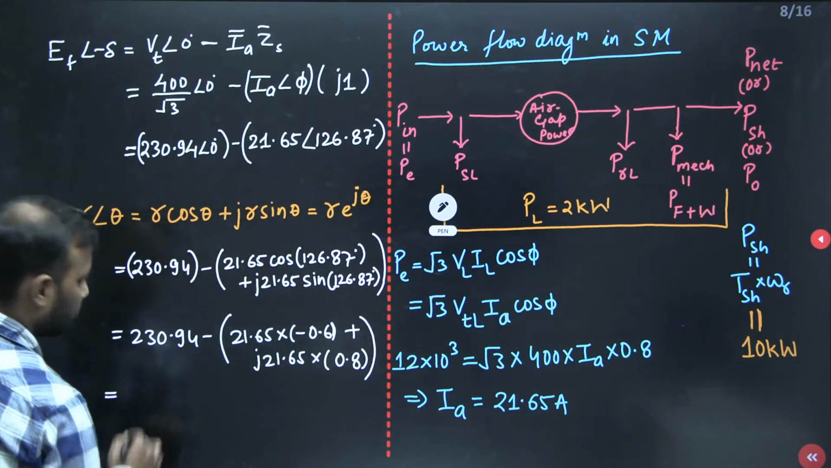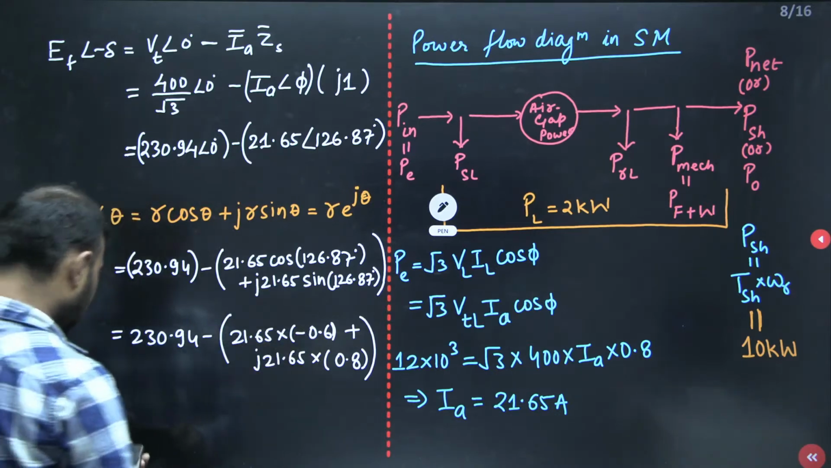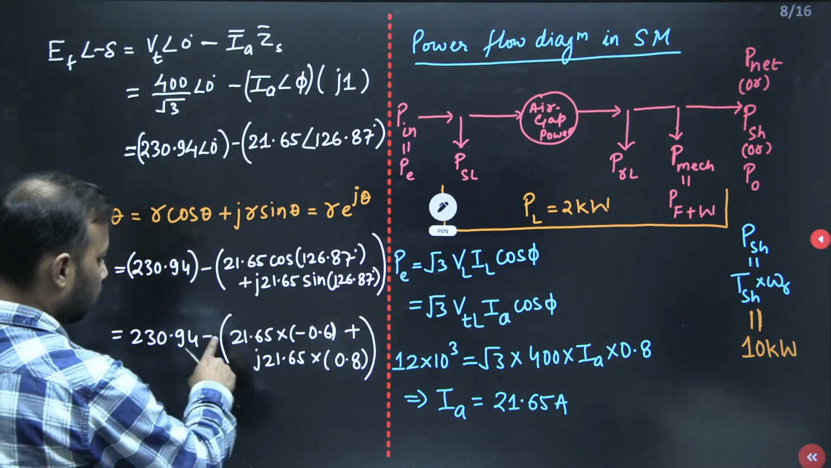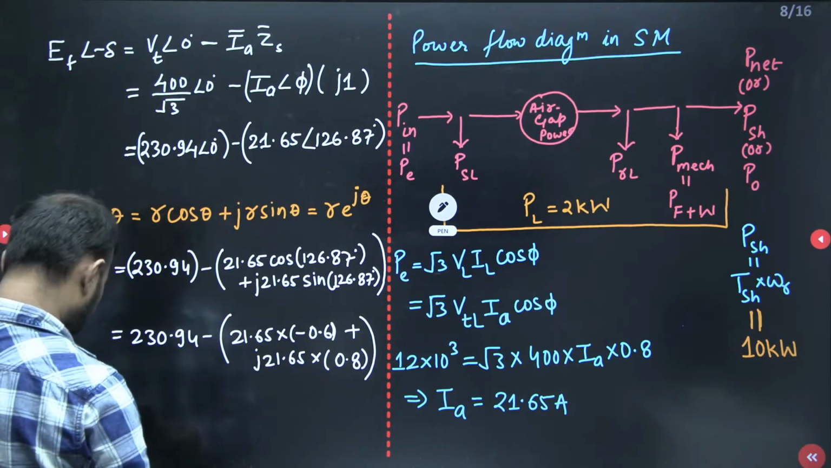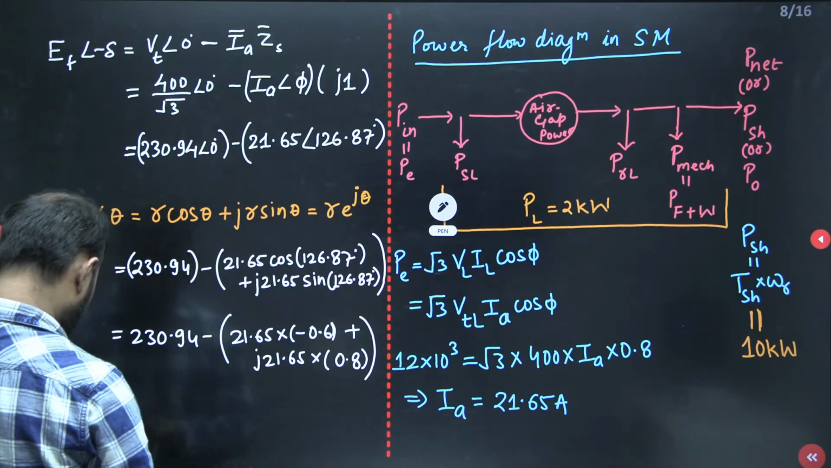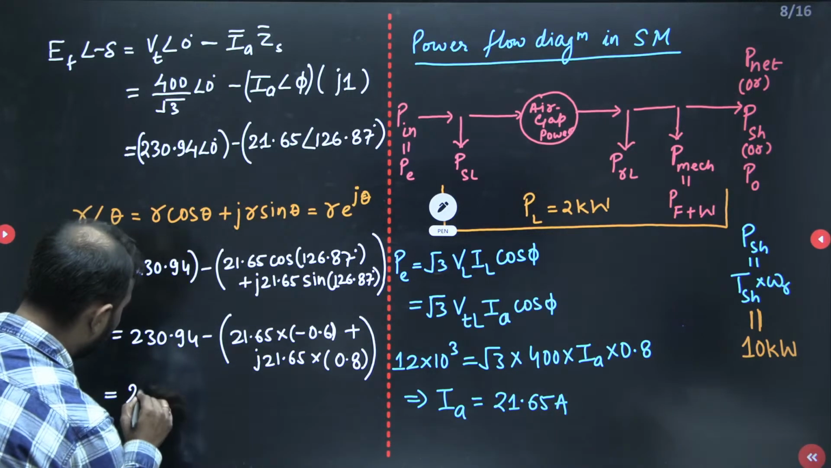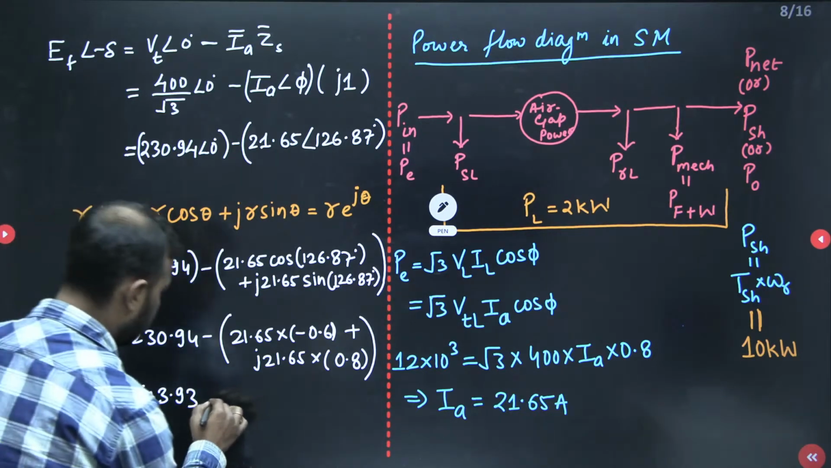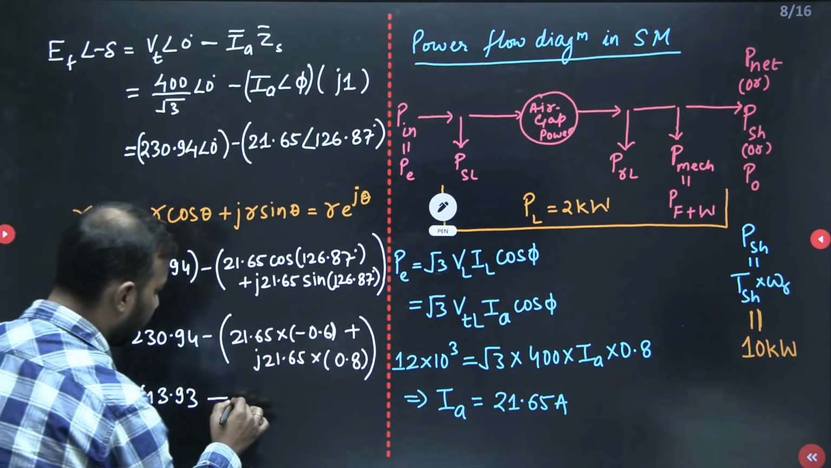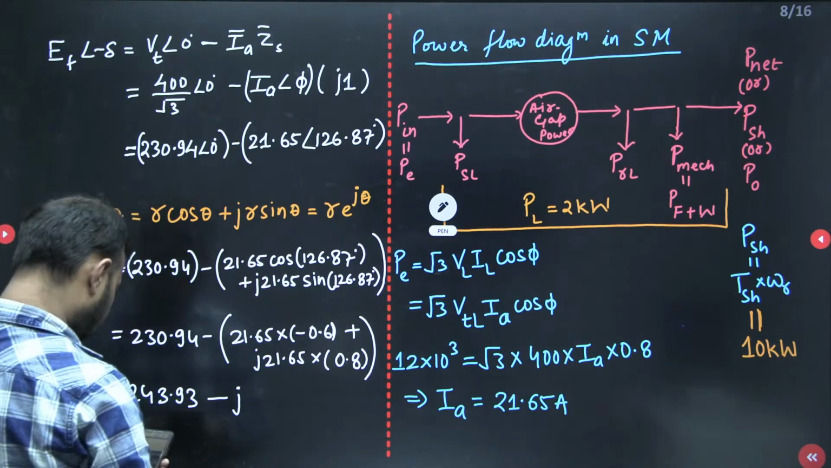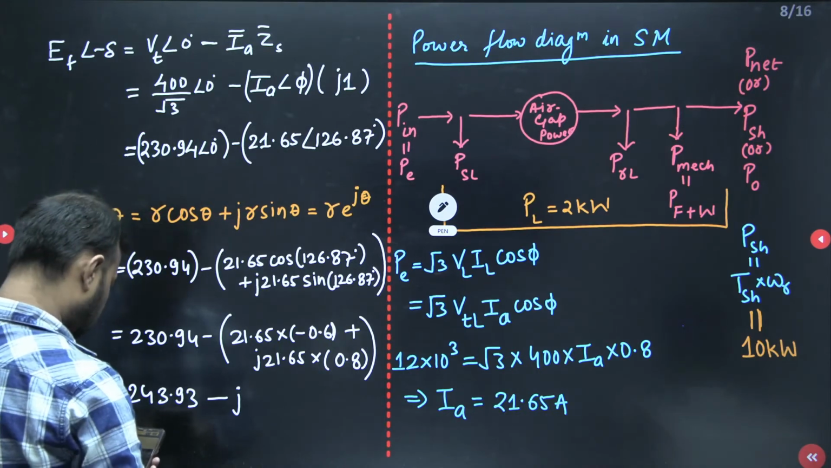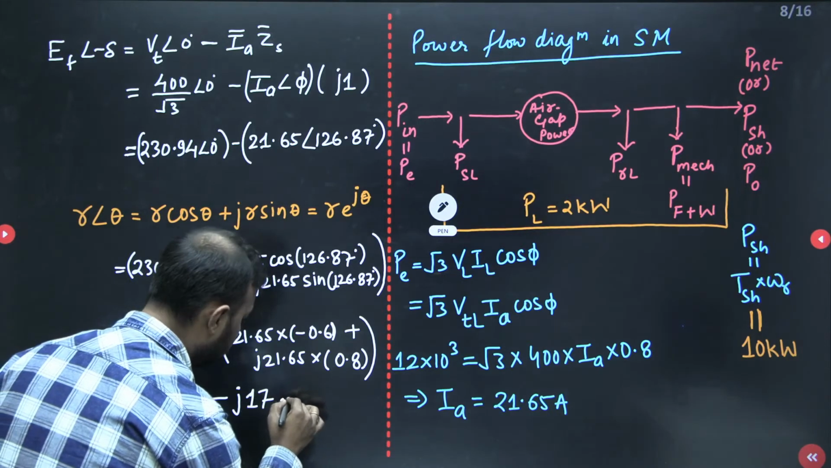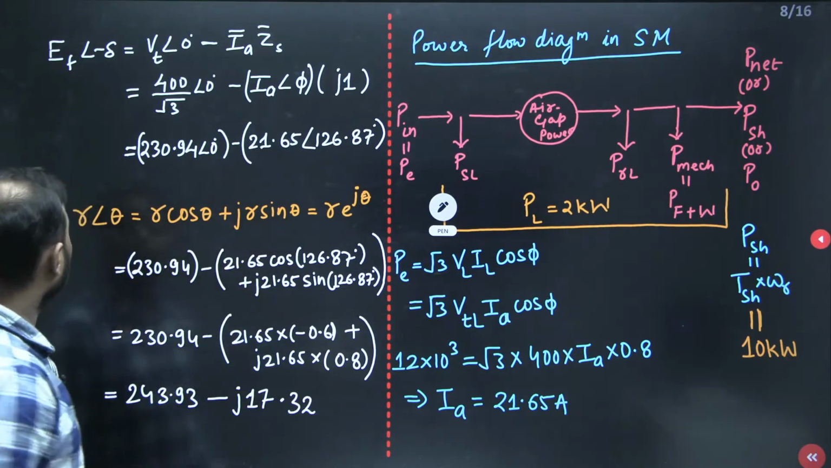Okay, all right. So this value is what? For this we can use 230.94, and this minus and this minus will become plus 21.65 into 0.6. So this is 243.93. Next, this minus and this plus will become minus j 21.65 into 0.8. So this value is 17.32. So this is your EMF.